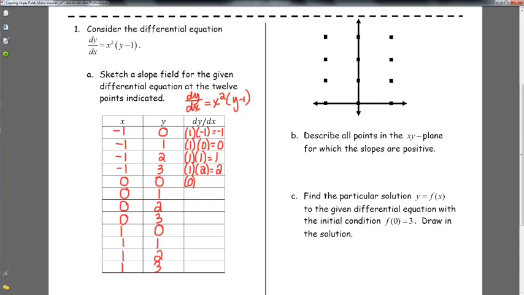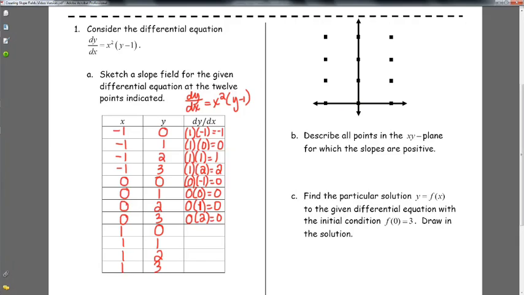0 squared is 0. 0 minus 1 is -1, so that's equal to 0. 0 times 1 minus 1 is 0, still equal to 0. 0 times 2 minus 1 is 1, which is also 0. 0 times 3 minus 1, which is 2, again 0.